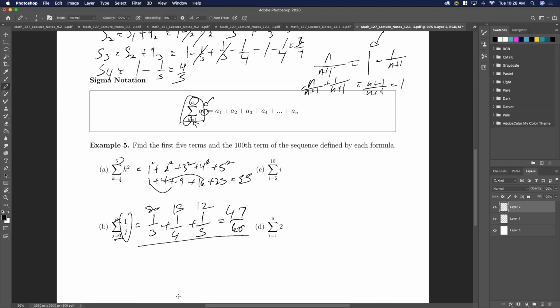Does it make sense what's going on here, and how to do these? You just add them up. Do C and D for me real quick. If it makes sense, go ahead and try it. I'm going to grab a drink of water super fast. Tell me what you get for C, tell me what you get for D, and then we'll go to the next set of notes.